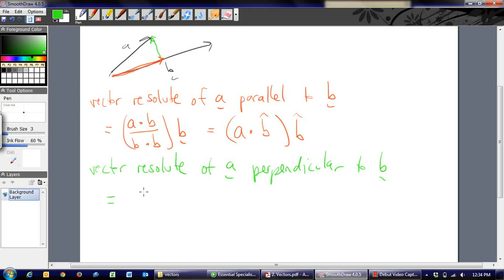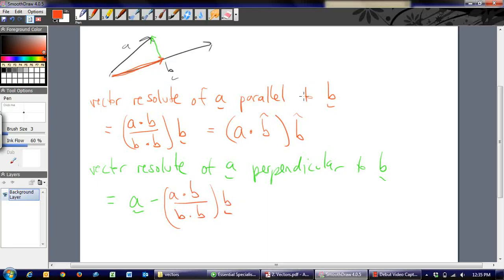And the formula for that is simply A minus, so the vector A, and if you think about this, you'll see why this is the case. A minus this vector resolute here. So what I'm just going to do is put it back in red. So A minus A dot B over B dot B. Okay, so it's simply A minus the vector resolute of A parallel to B. That's just exactly what's up here. And they're the two formulas that you need.